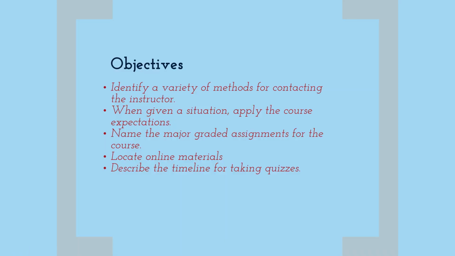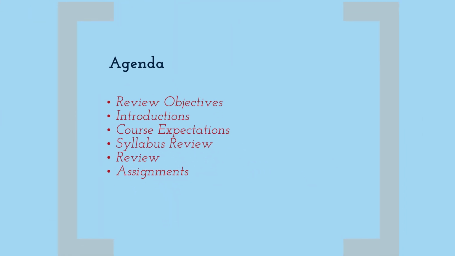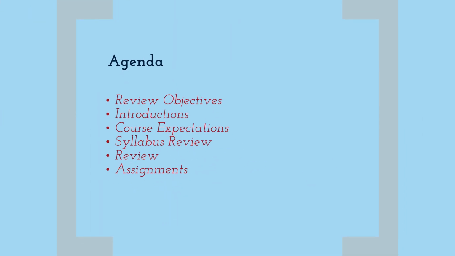So we're going to do a couple things. I want you to know the best way to get in touch with me. We'll talk briefly about the course expectations, although you have an assignment for that online. We'll take a look at the major graded assignments for the course. We'll talk a little bit about the online material, and we'll talk about the timeline for taking quizzes. So we have reviewed some objectives. I'll introduce myself. We'll look at the course expectations, do syllabus review, and look at assignments.